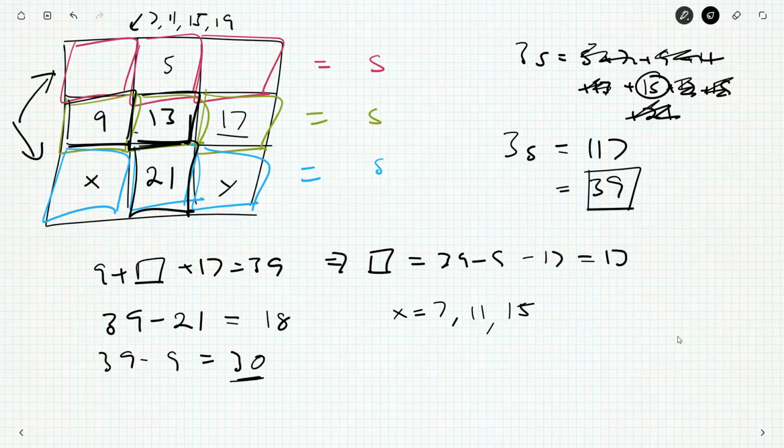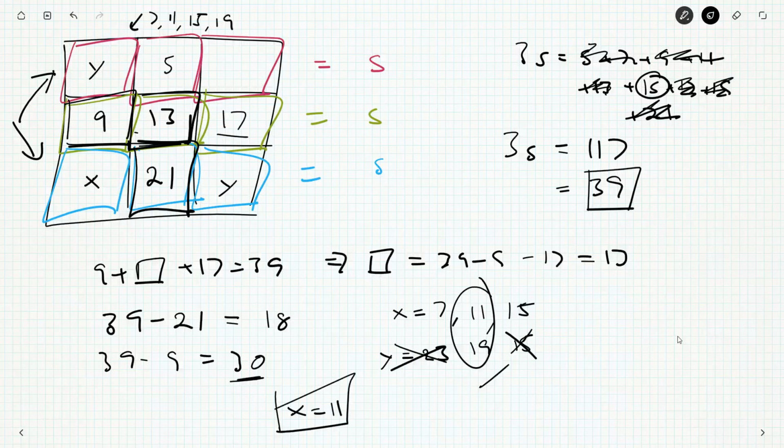So if x were 7, if I call this guy y, it would have to be 23 in order to add up to 30. Well, that doesn't work. And if x were 15, well, y would have to be 15, but then I've used the same number twice, so that's not going to work. Okay? But if x were 11, then y could be 19, and that does work out, and you can see that's the only one that's going to work out. So x is indeed 11.